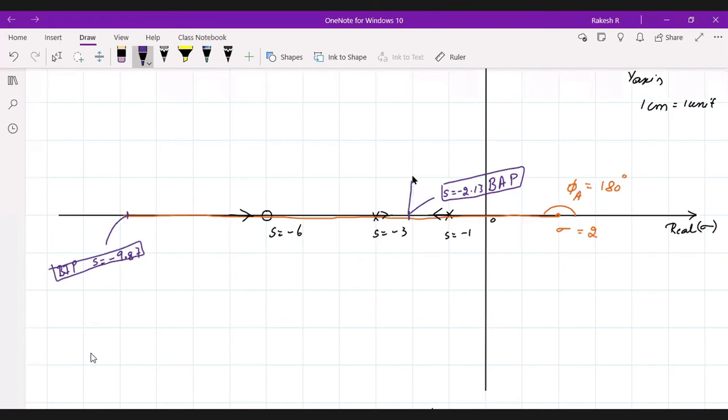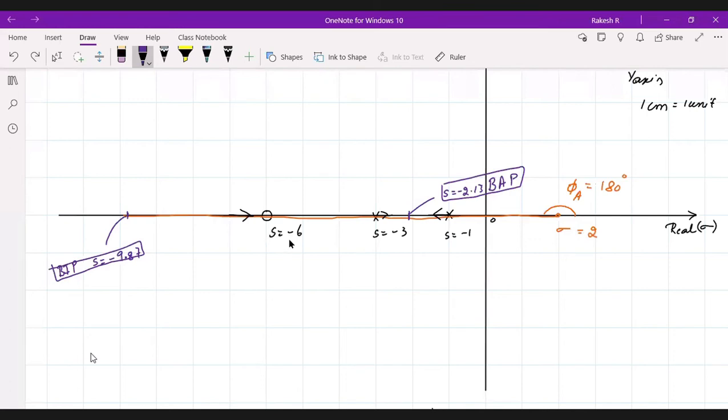Okay, one root is going like this, another root is going like this. Right. So these two are a valid breakaway point. Next, coming on to this one. Here minus 9.87. Here the root locus exists. That is minus 6 and minus infinity. The root locus is present.